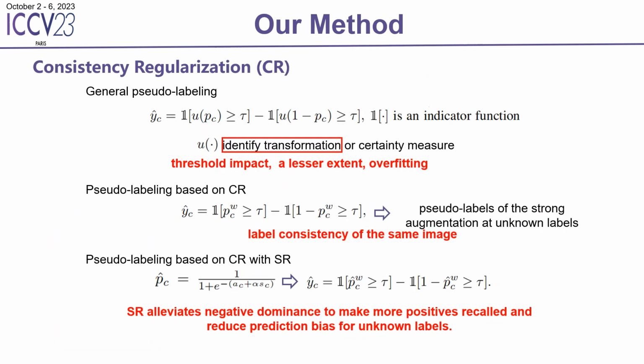General pseudo-labeling is as follows. When U is identity transformation, pseudo-labels are easily affected by thresholds, and high thresholds bring a lesser extent of optimization to the model. Training on self-generated labels can easily lead to overfitting. Pseudo-labeling based on CR follows label consistency of the same image. Because the network outputs of strong and weak augmentations from the same image are discriminative, the generated pseudo-labels drive further model optimization. To further recall possible positive labels, P̂_c is used to generate pseudo-labels.